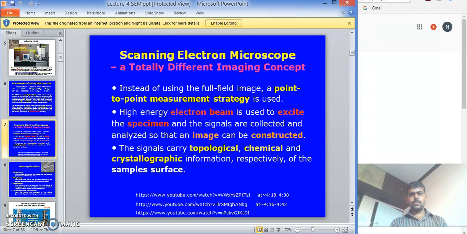Scanning electron microscope gives a totally different imaging concept. Instead of using a full field image, a point-to-point measurement strategy is used. A high energy electron beam is used to excite the specimen and the signals are collected and analyzed so that an image can be constructed. The signals carry topological, chemical and crystallographic information respectively of the sample's surface.